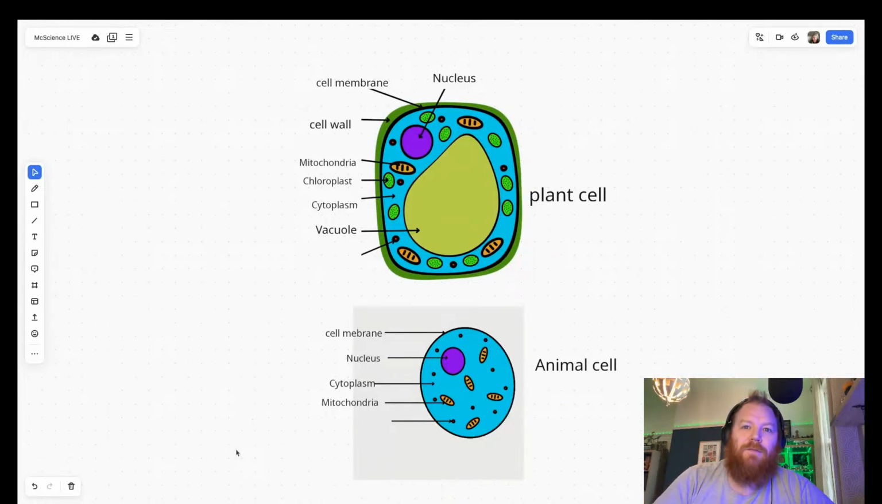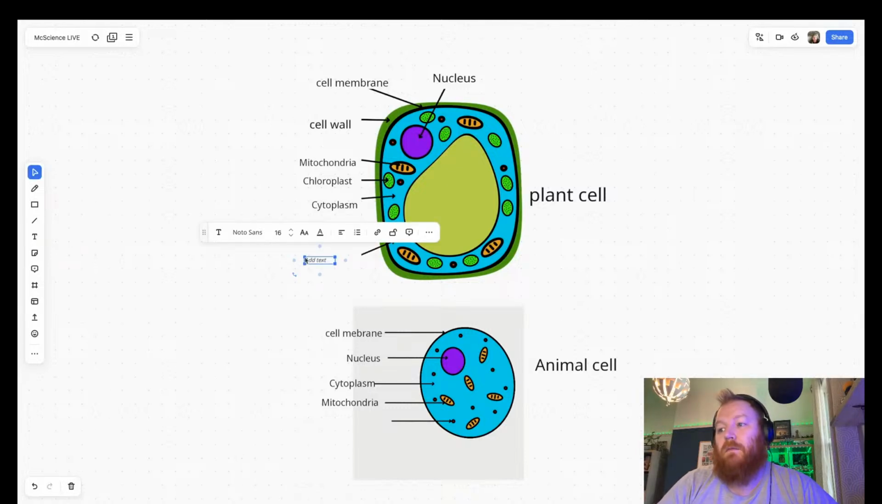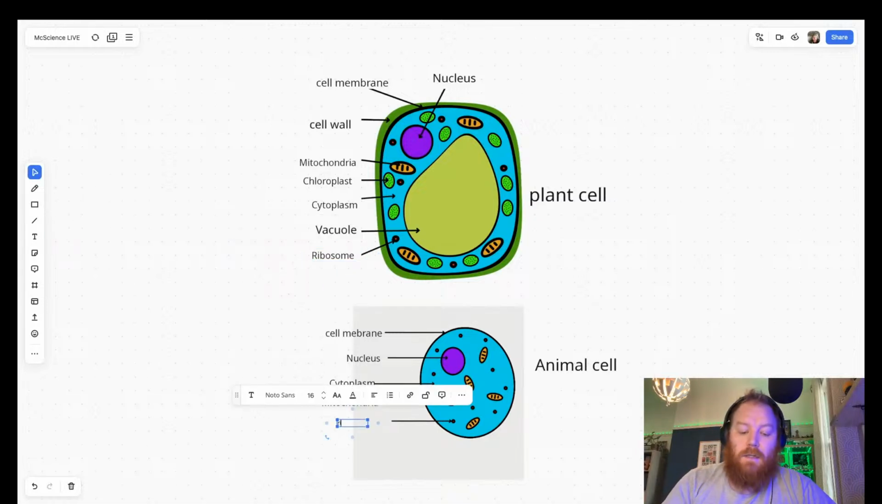And the final organelle found in both animal and plant cells is called the ribosome. Now, the ribosome is quite a small organelle, but it's extremely important again, which is why they've added it to the GCSE curriculum now. And basically, it's where all of our protein synthesis is made.